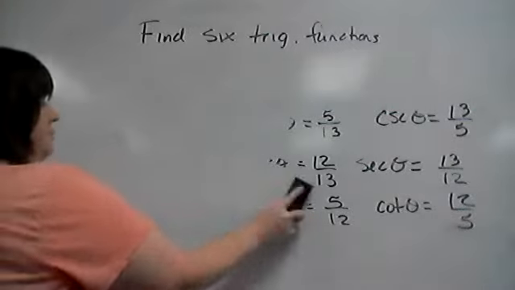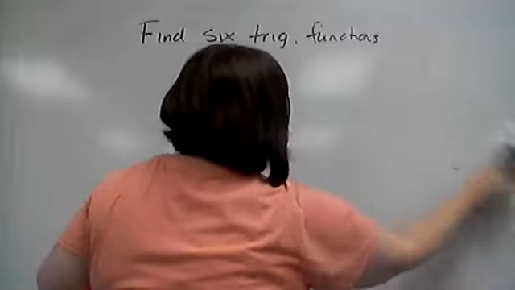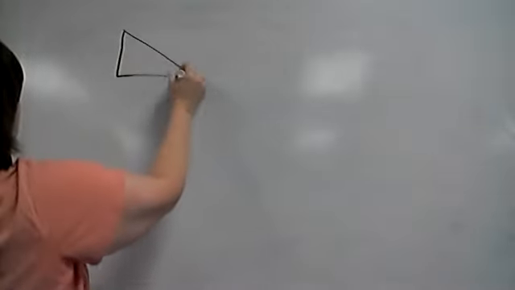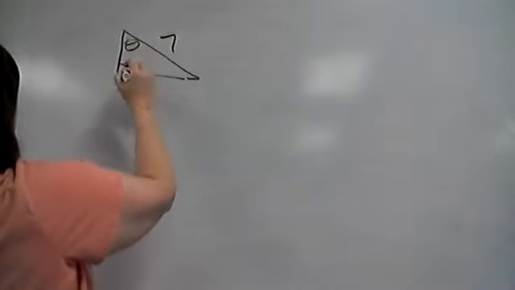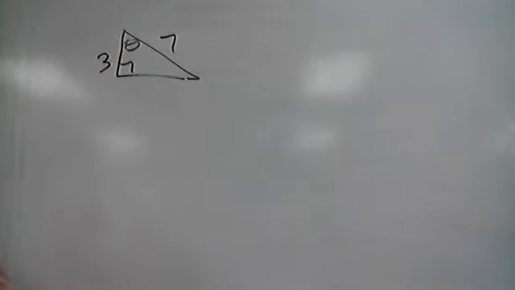Well, that was an example where I gave you all three sides. So if I give you a right triangle, and I give you only two sides, we're going to have to find the missing side using our Pythagorean theorem.